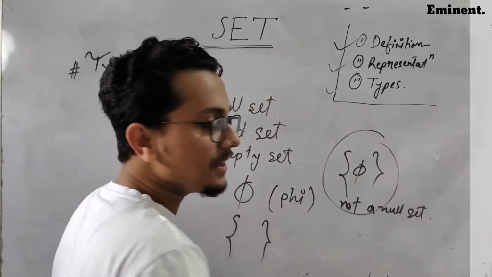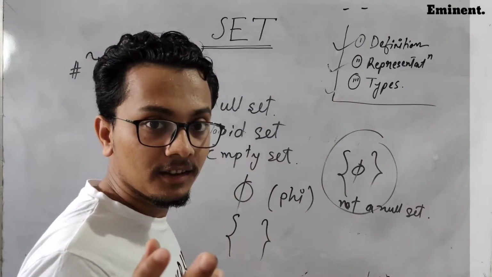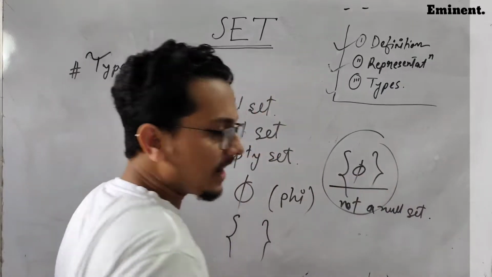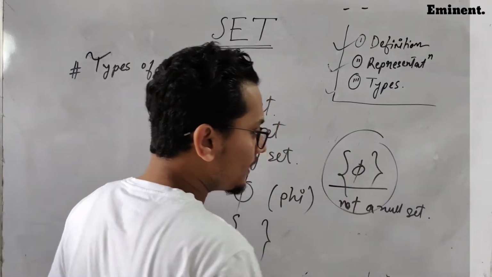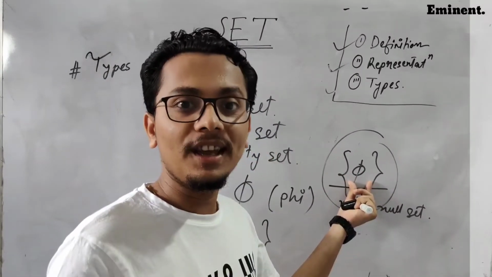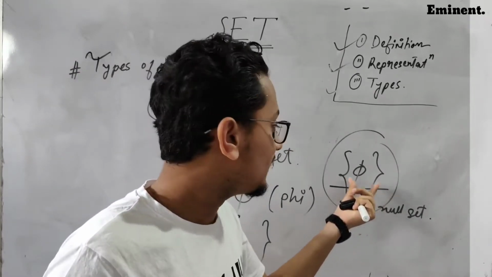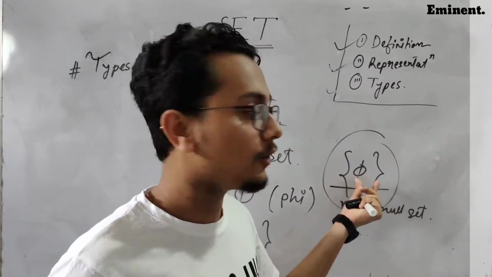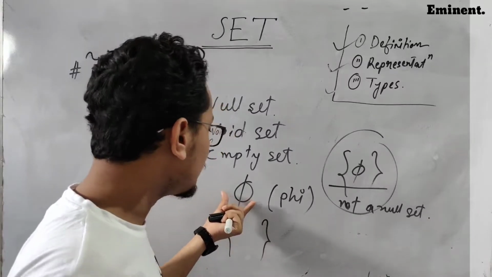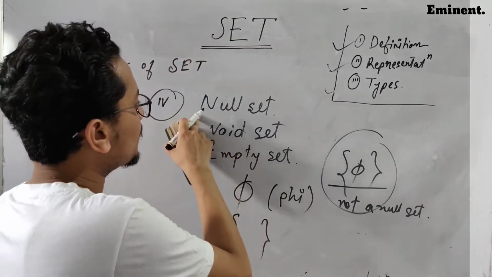What? This will be a singleton set. Exactly which one I have explained in serial number 3, that this is a set. Since you have given curly brackets and you have written something within the curly brackets, this will be a set, and this set contains an element. Here phi is an element of this set, and phi itself is a set which contains no element. Okay, understood? I hope you understood what exactly a null set is.